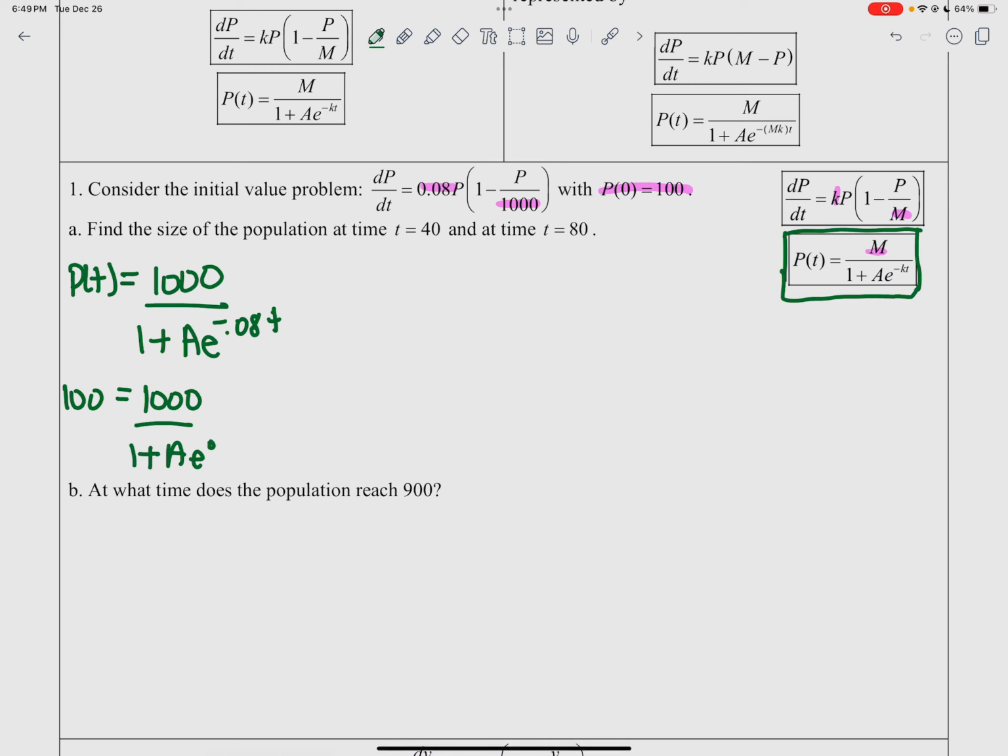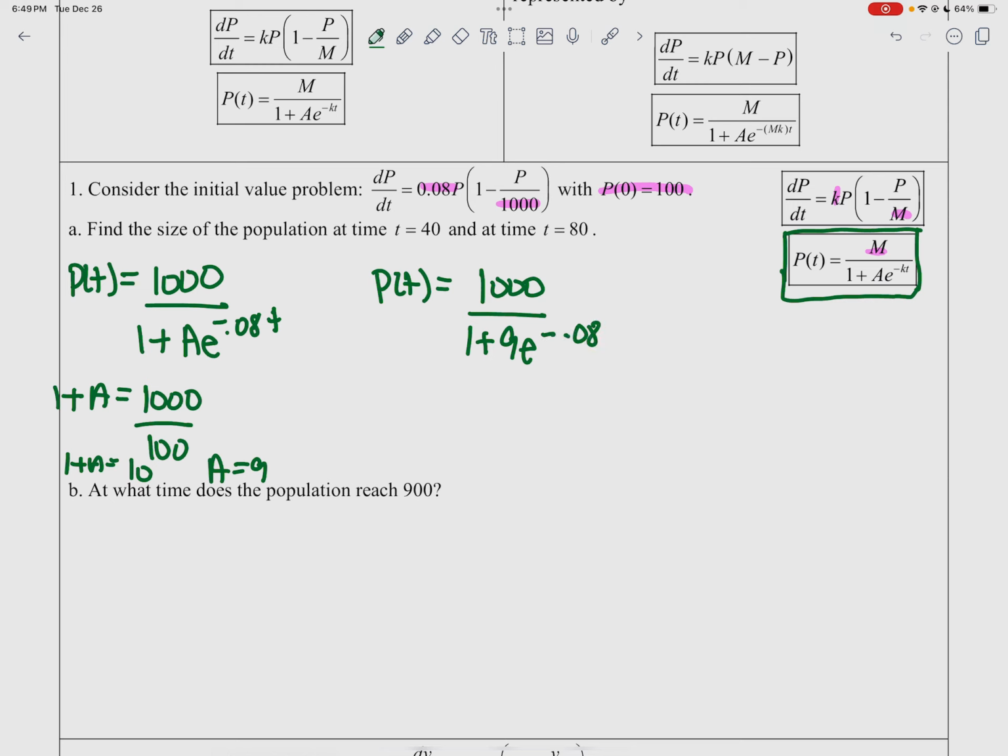Obviously, we have e to the 0. e to the 0 is 1, so I have 1 plus A. I'm going to flip-flop this and solve for A. 1,000 over 100 is 10. So 1 plus A is equal to 10, which means that A is equal to 9. Because A is equal to 9, I have P of t equals 1,000 over 1 plus 9e to the negative 0.08 times t.